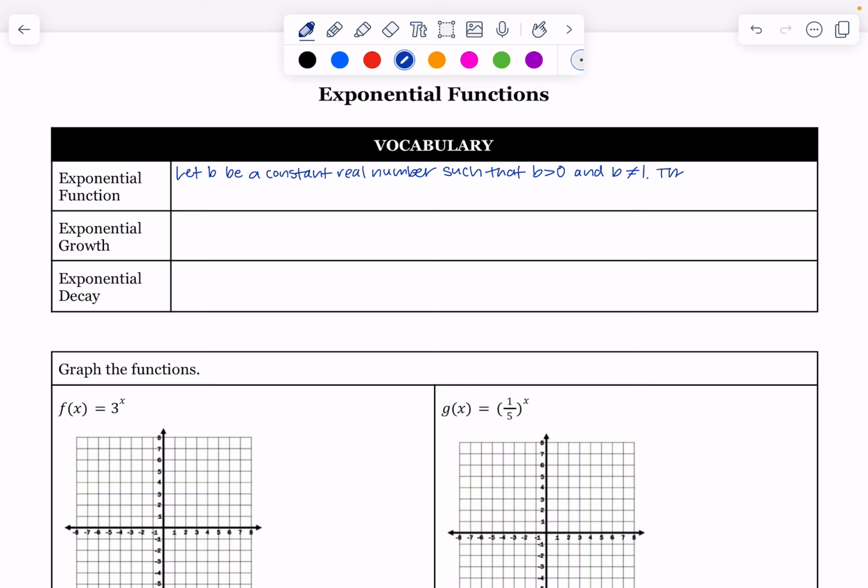Then for any real number x, a function of the form f of x is equal to b to the x is called an exponential function, and we'll say an exponential function of base b. So when we're talking about exponentials, b would be the base.